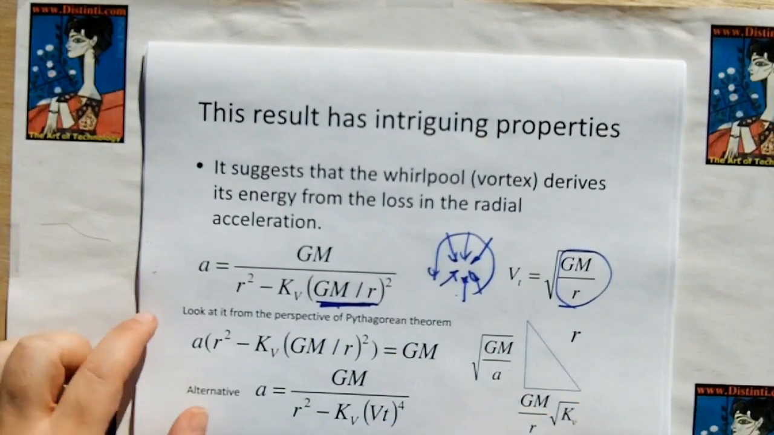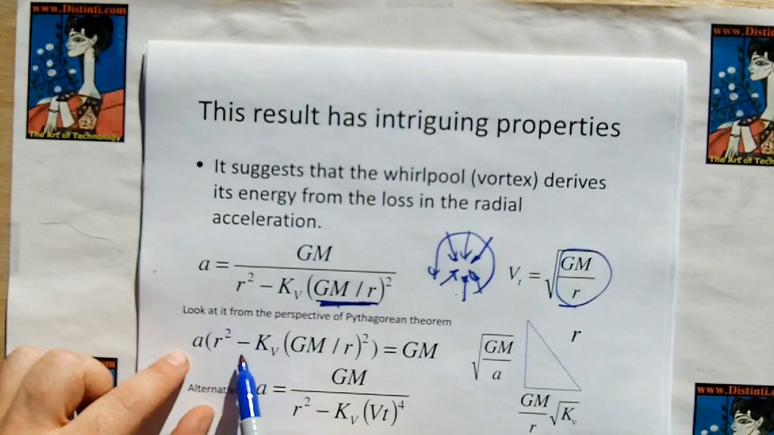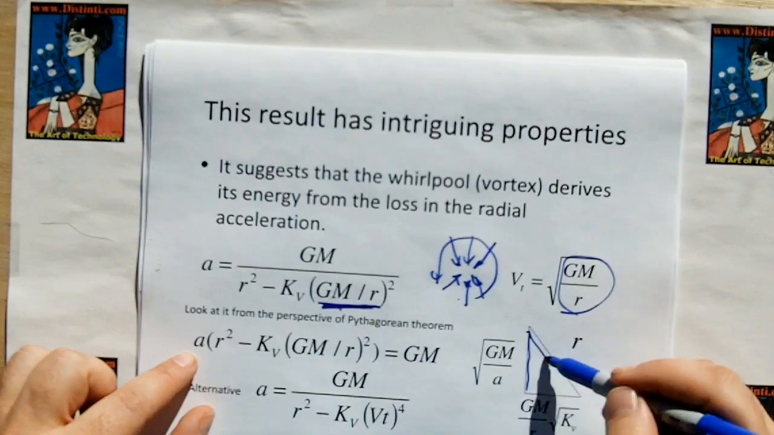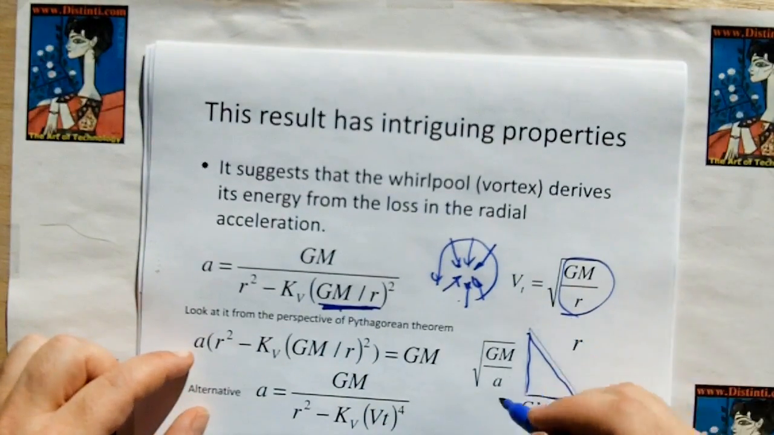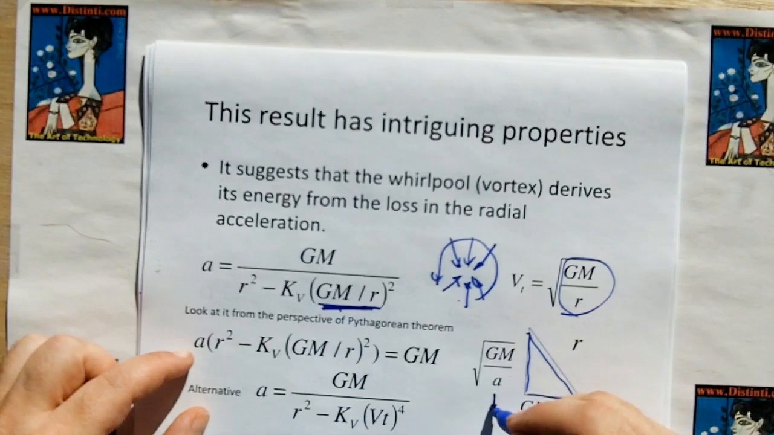I look at it this way. If you multiply both sides by the bottom, you get the acceleration times radius minus this term equal to GM. That looks like a Pythagorean theorem. In other words, this is what we need for our velocity of the ether coming in, that's our velocity coming toward the center.